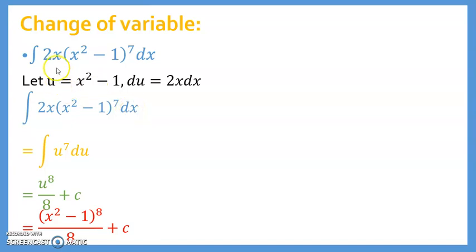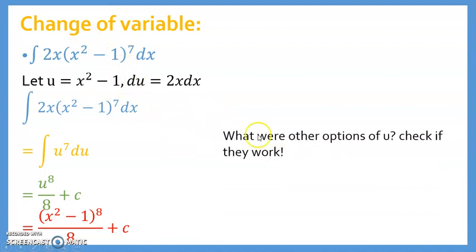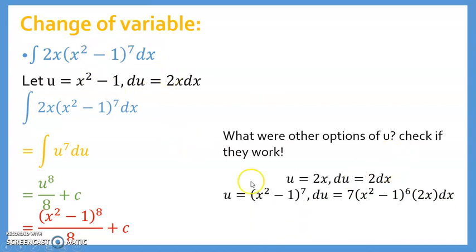Now, what were the other options for u? We can choose 2x, for example, or also we can choose (x squared minus 1) all to the power 7 and not only x squared minus 1. Let's see why they don't work. If you chose u to be 2x, then du would be 2 dx. So you can't write (x squared minus 1) to the power 7 in terms of u or du. So it doesn't work.